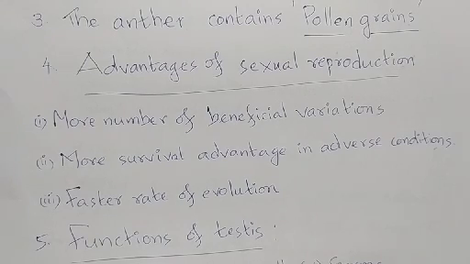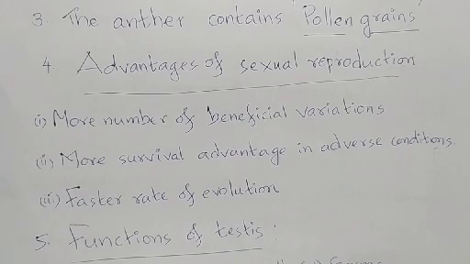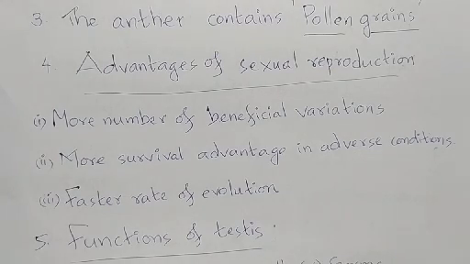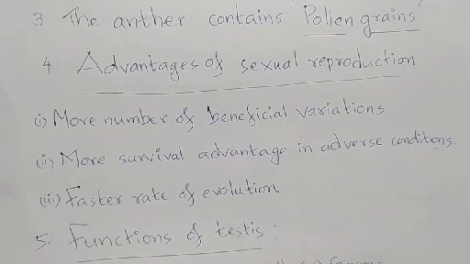Third question. The anther contains sepals, ovules, carpel, pollen grains. Sepals and carpel are parts of the flower. Ovules are present inside the ovary. And anther is part of the stamen in which pollen grains are present. So, the anther contains what? Pollen grains.